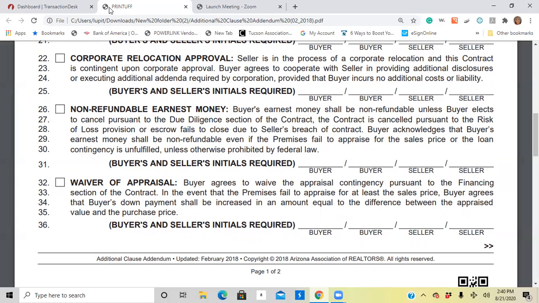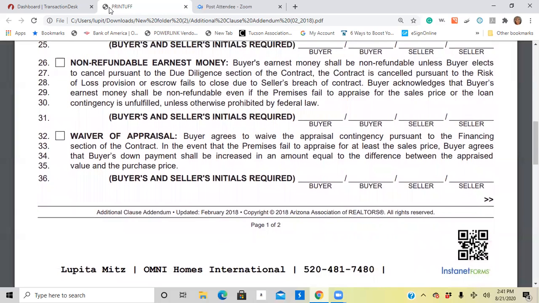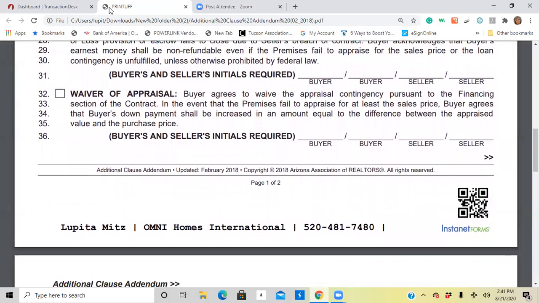So for example, a VA buyer, this would apply with them. The VA clause excludes this non-refundable earnest money clause. So a buyer that is going VA would get their money back if the property did not appraise. Waiver of appraisal.